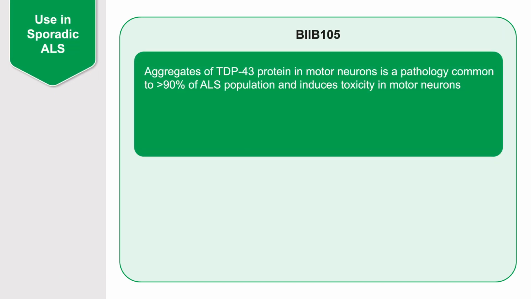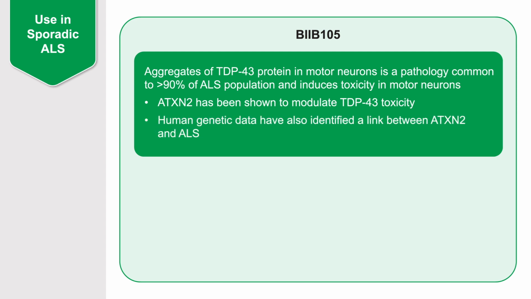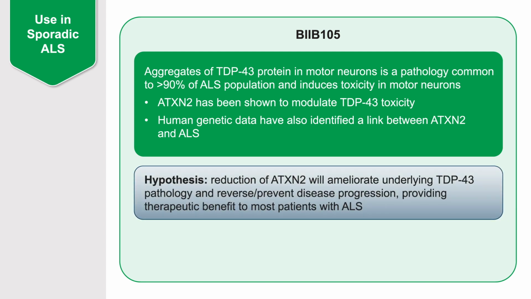Another potential target using antisense oligonucleotide technology is Ataxin 2. Aggregates of TDP-43 protein in motor neurons is a pathology common to over 90% of the ALS population and induces toxicity in the motor neurons. Ataxin 2 has been shown to modulate TDP-43 toxicity. Human genetic data have also identified a link between Ataxin 2 and ALS. So the hypothesis is that the reduction of Ataxin 2 will ameliorate underlying TDP-43 pathology and reverse or prevent disease progression, therefore providing therapeutic benefit to most patients with ALS.